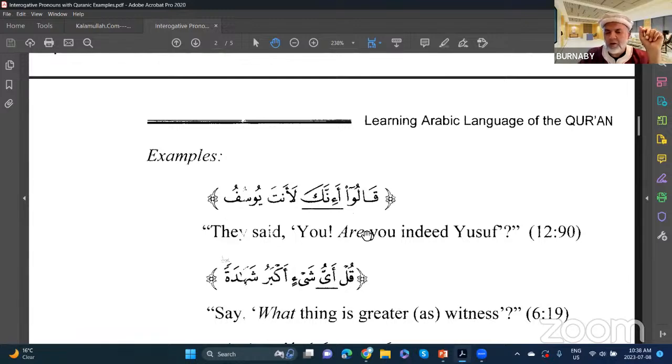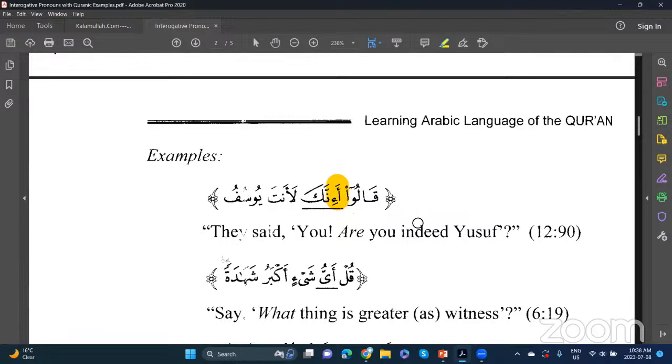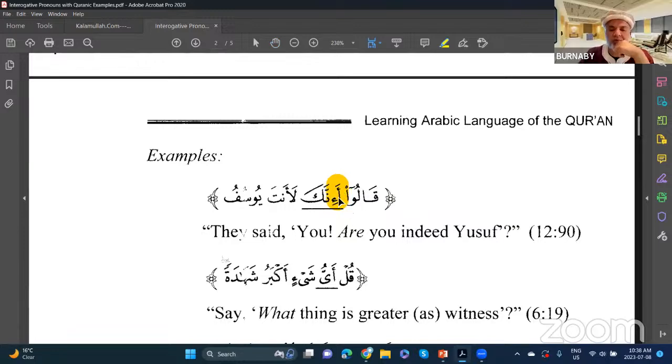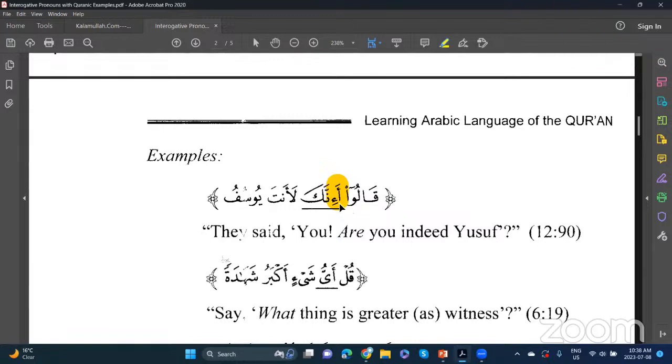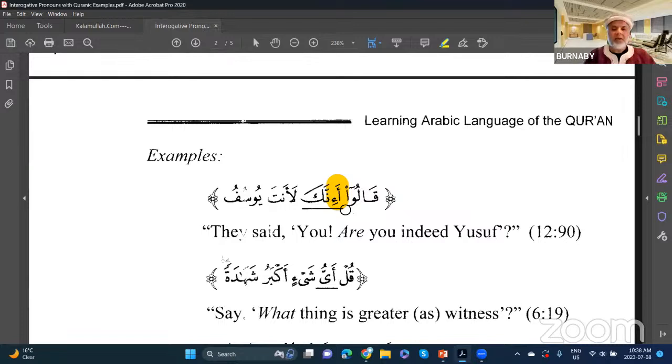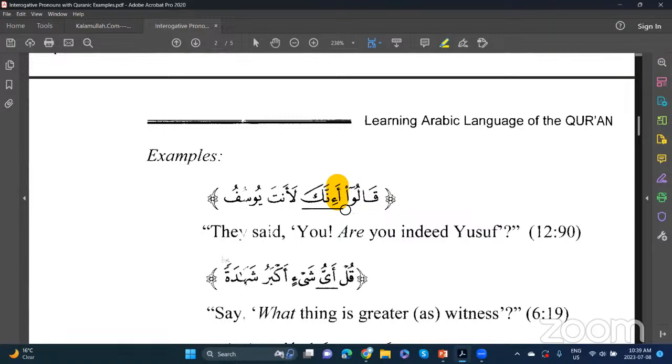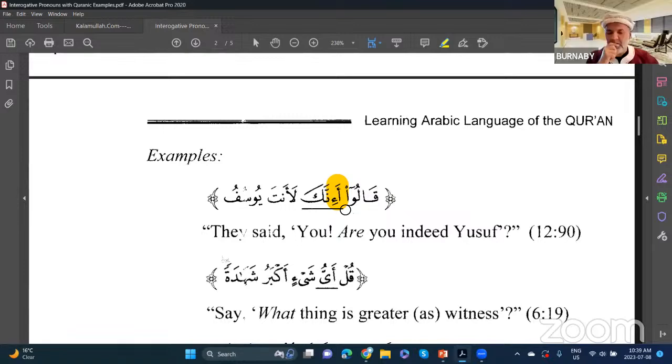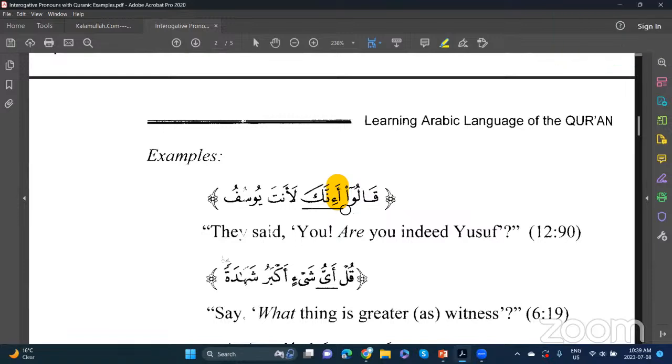examples from the Quran. Qalu a'innaka la anta Yusuf. Is this the huruf istafham? Is this an isma or asma or huruf? Huruf istafham, because they're saying, are you indeed Yusuf? Is that a yes or no question? When the brothers of Yusuf alayhi salam figured it out, what did they ask him? Qalu, they said, a'innaka la anta Yusuf? Are you indeed Yusuf? Over here, the la anta is bringing the tawqeed. Indeed.